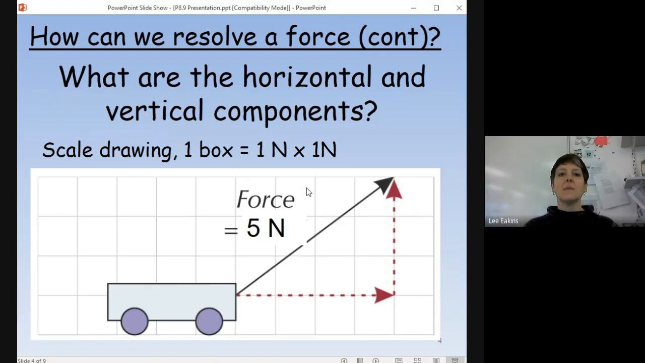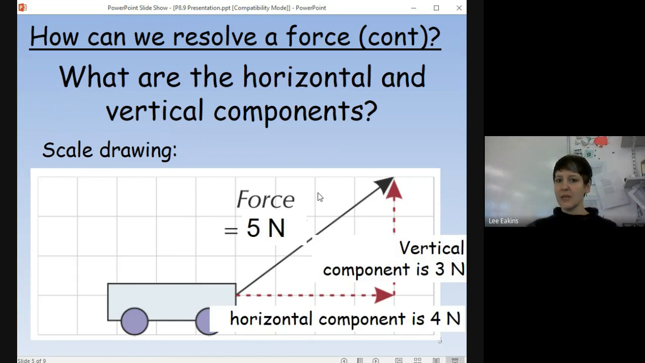Anyway, in this case we have this trolley being pulled. Kind of imagine a little kid walking along and pulling this little car behind them, and they'll be pulling that string up, but they'll be pulling it forward as well. And if we think about each one of these little boxes here being 1 Newton right and left and 1 Newton up and down, then we can see that the 5 Newton force is actually broken up into 3 boxes vertically and 4 boxes horizontally. So that means that we have a vertical component of 3 Newtons and a horizontal component of 4 Newtons. So that's showing how we can use a scale.